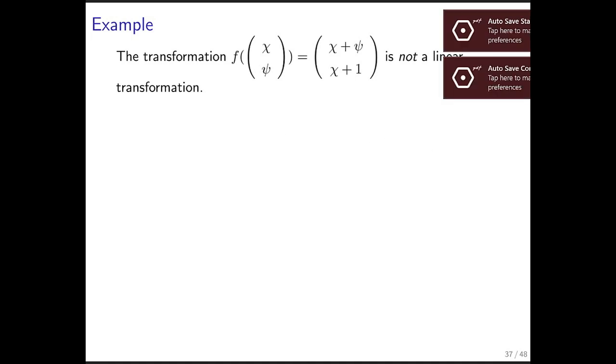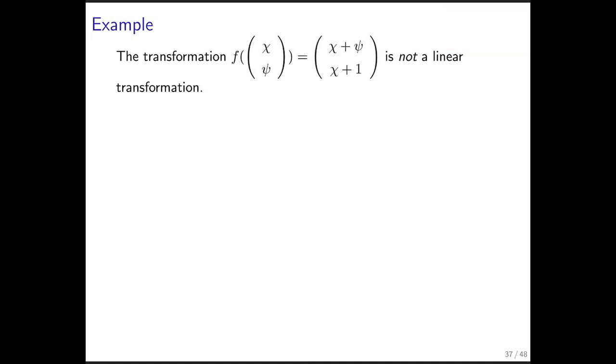Okay, let's look at another example. I claim that f of chi, psi defined by this is not a linear transformation. Now notice that this time I decided to call my components chi and psi instead of chi 0 and chi 1. Obviously these are just names and therefore everything should work anyway. Now, how do we prove that? Well, what we need to do is come up with some example where scaling the vector first and then transforming it is not equal to transforming it first and then scaling, or we need to come up with an example where adding two vectors first and then transforming the result is not the same as transforming the two separate vectors and then adding the results of that.